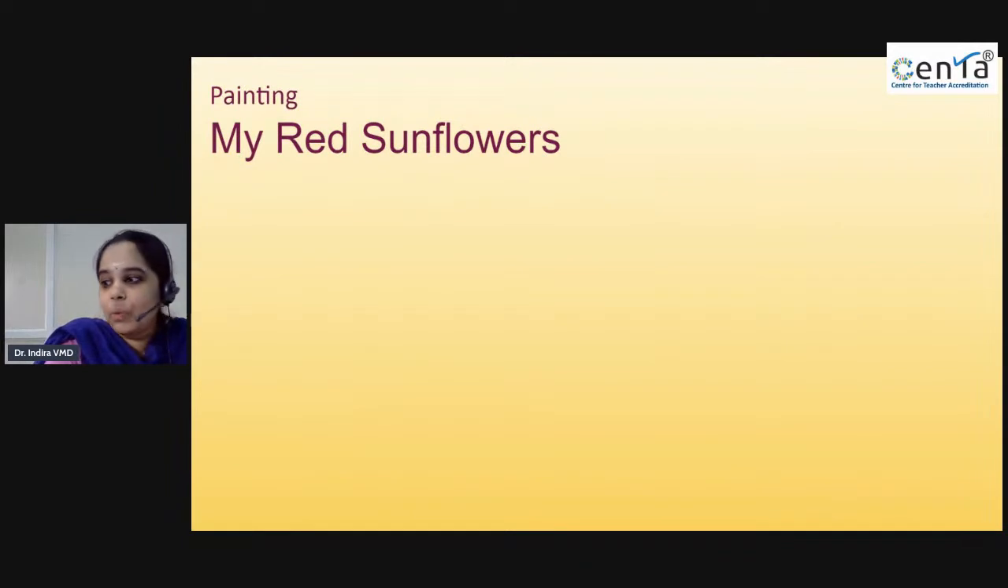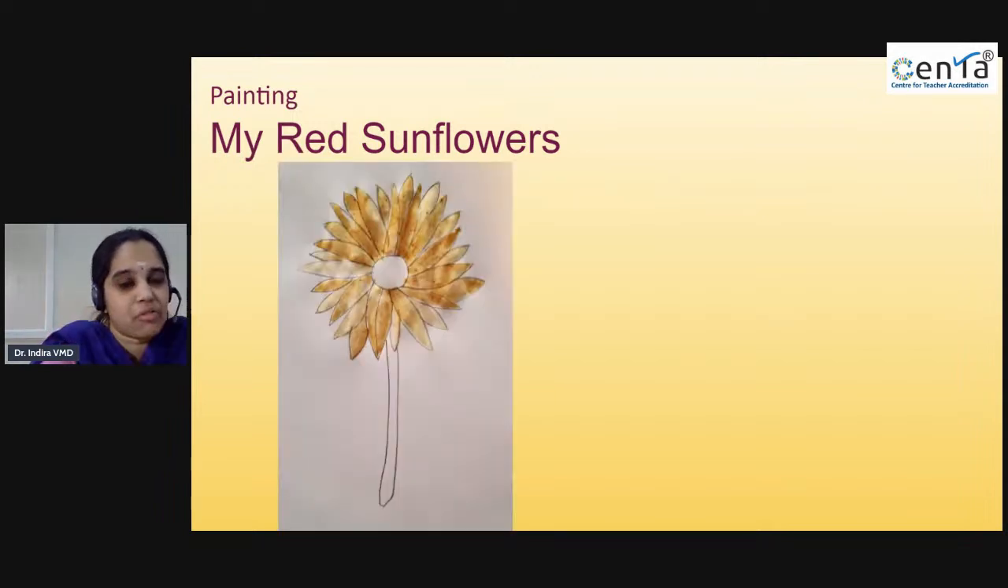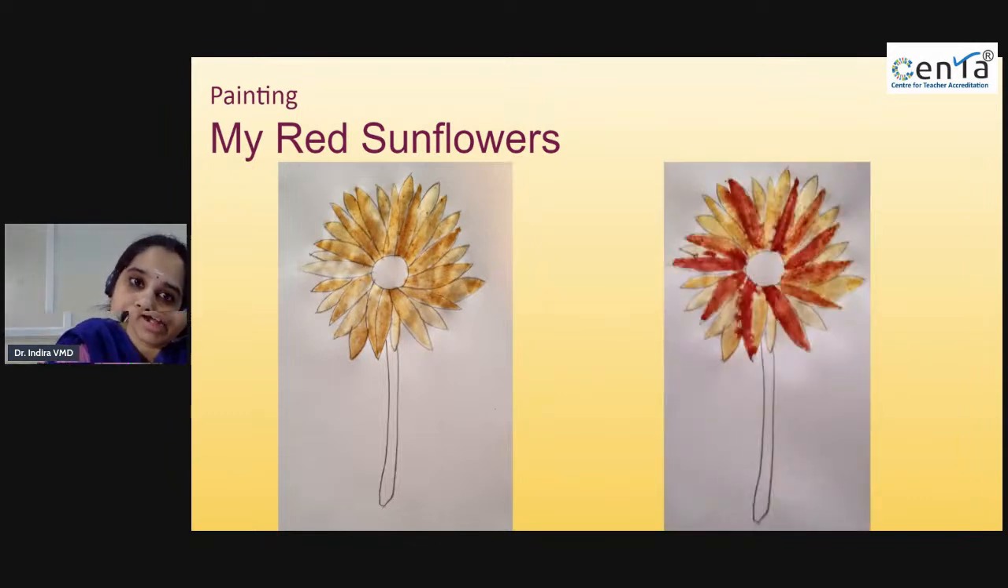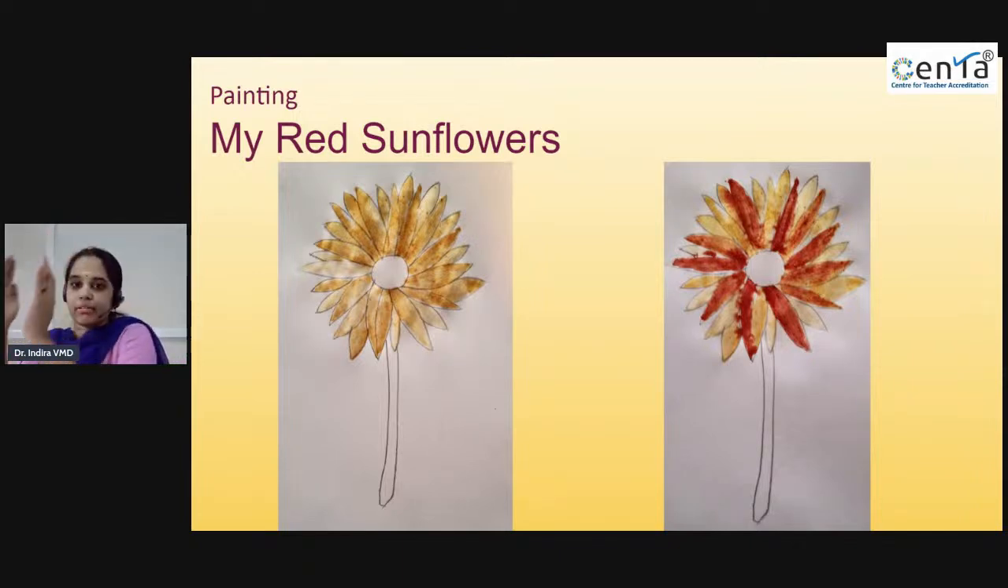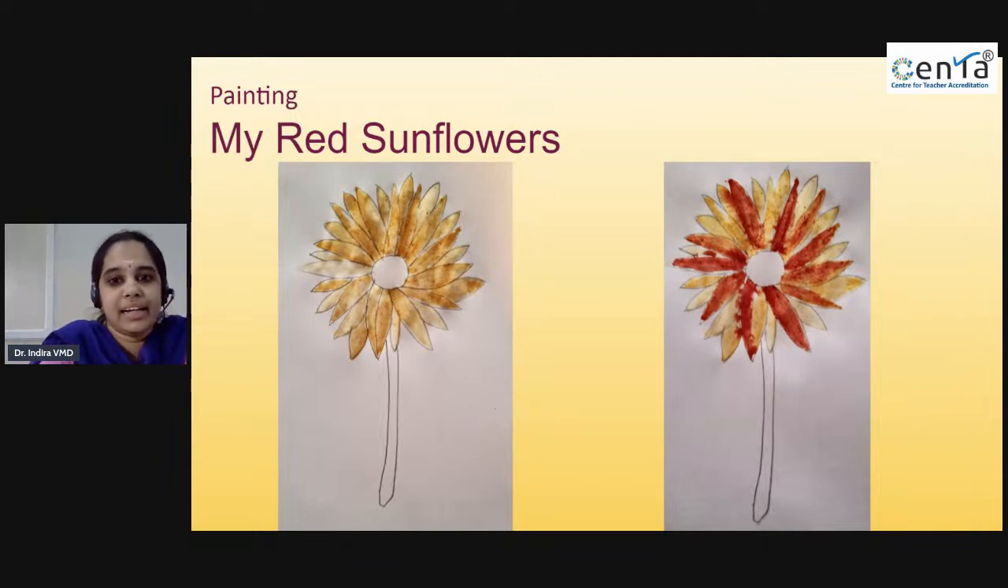Okay. Now, here is one of our personal favorites called my red sunflowers. Have you heard of a red sunflower? I hope not, because I know there are a lot of hybridization experiments happening. But typically, a sunflower is yellow. But what happened to this sunflower, some of the petals turned red. If you can see the image on the right hand side of the screen, it turns slightly red.